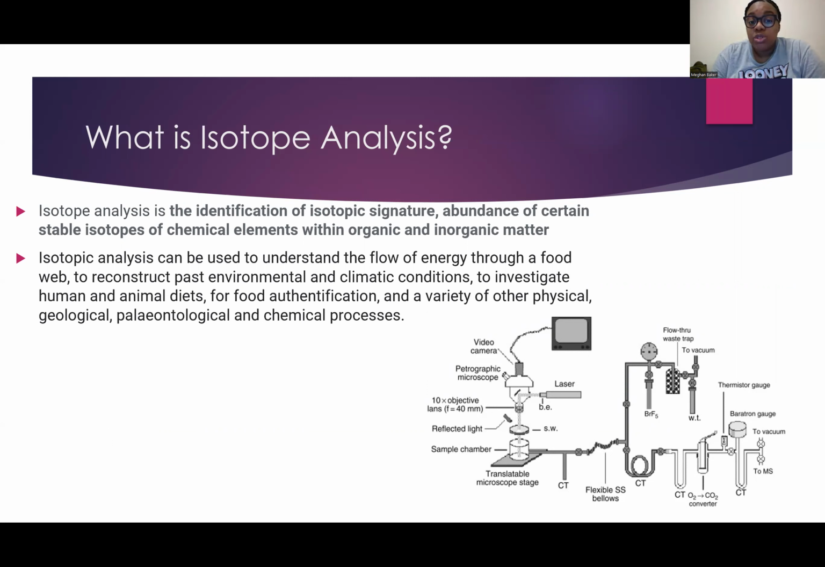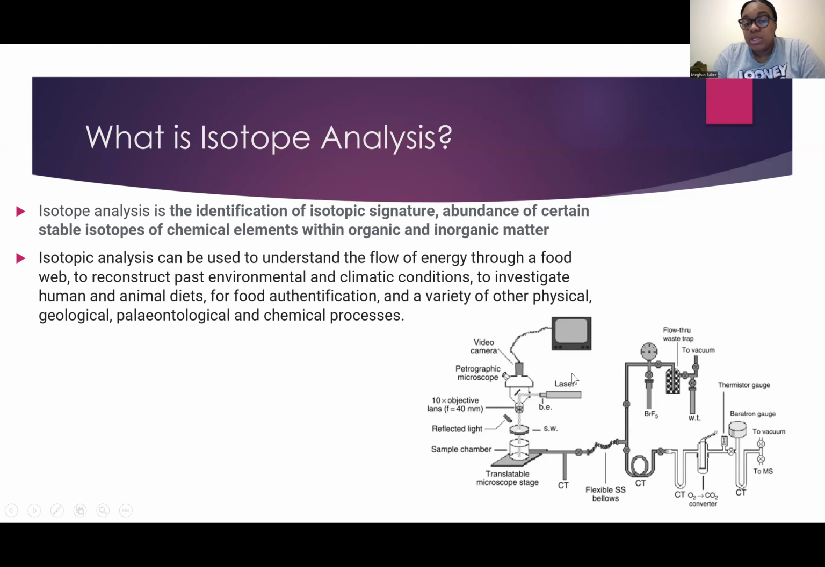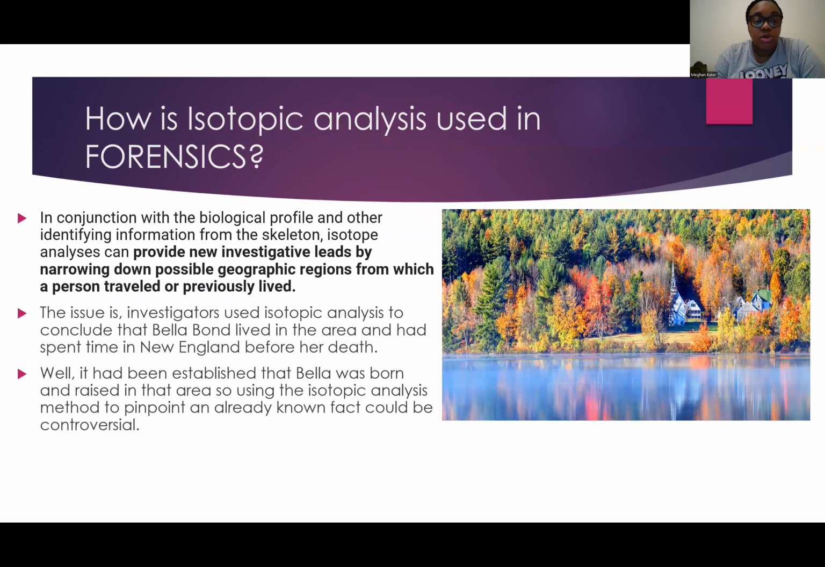Isotopic analysis can be used to understand the flow of energy through a food web, basically to reconstruct the past environmental and climatic conditions so that investigators are able to investigate human and animal diets. They can authenticate the food that was ingested, and there are a variety of other physical, geological, paleontological, and chemical processes involved. And as you can see, this is basically the setup of how the isotopic analysis actually works.